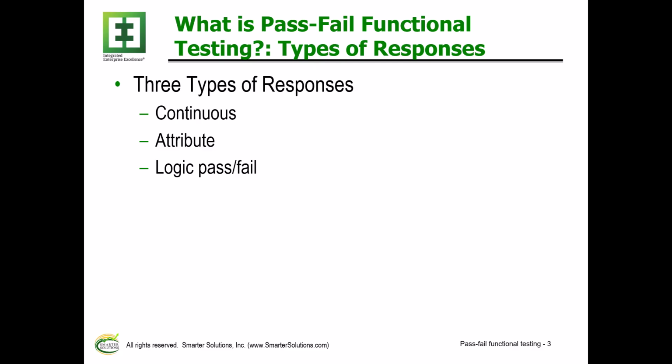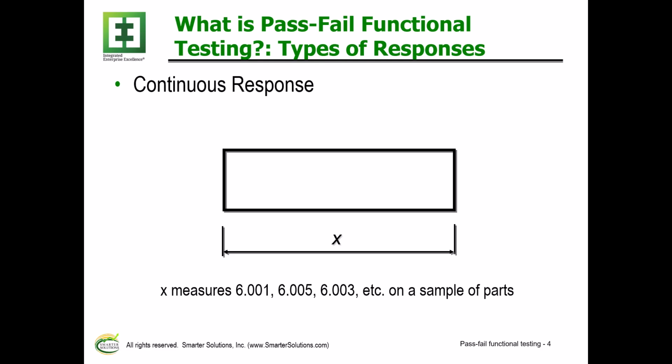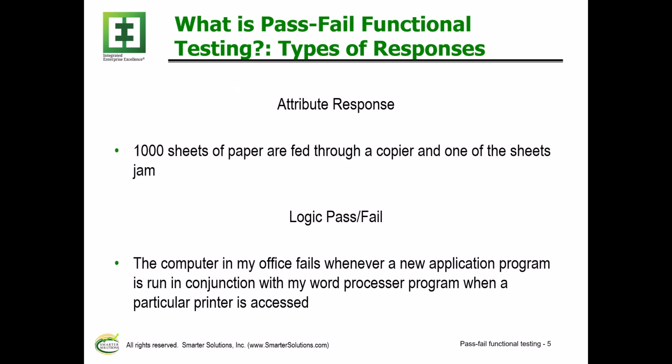What is pass-fail functional testing? Types of responses are typically considered continuous and attribute. However, there's something else called logic pass-fail. A continuous response measures something in continuous measurements. For example, 6.001 or so on might be the dimension of a part or the viscosity of something. An attribute would be, for example, if I were to load 1,000 sheets of paper into a copier and one of these sheets fails. That's considered an attribute failure response.